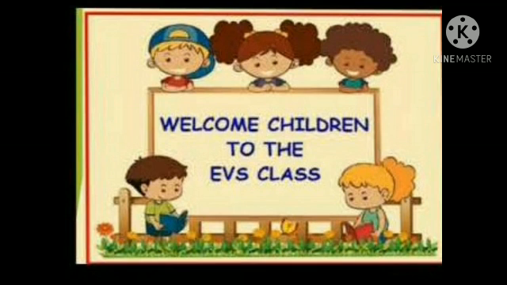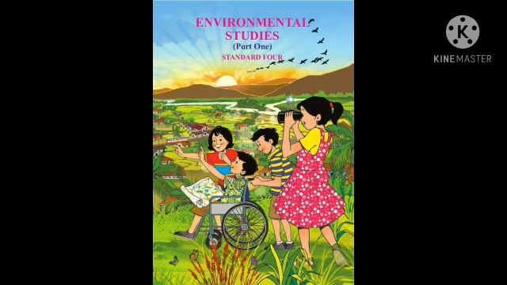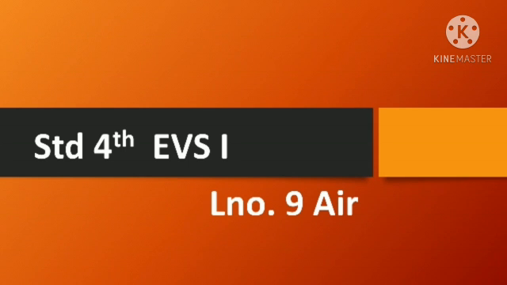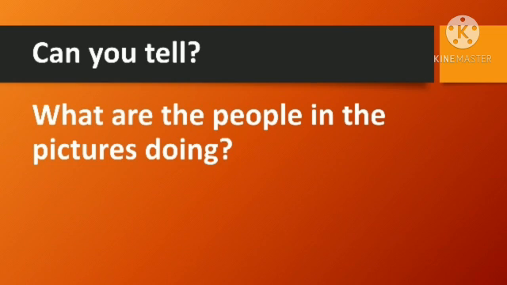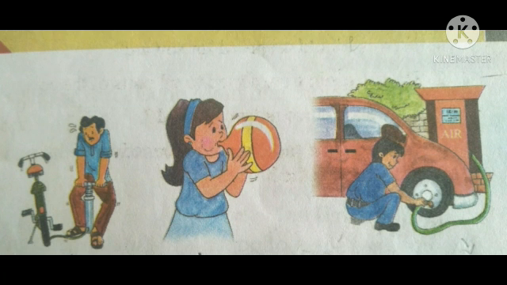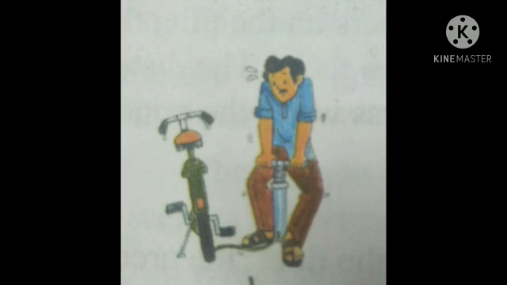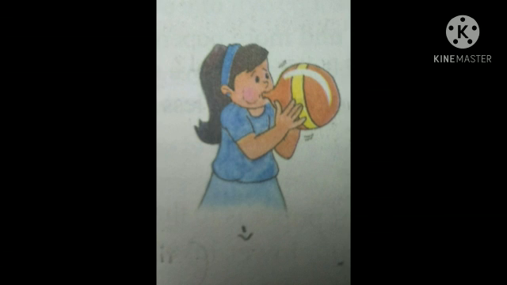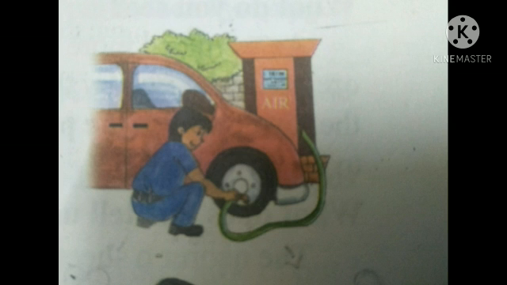Welcome back to online session of EVS-1, lesson number 9, Air. Can you tell what the people in the pictures are doing? Yes, in the first picture, can you see that the man is filling air in his cycle tire? And in the second picture, what do we see, children? Yes, the girl is blowing air in the balloon. In the third picture, the boy is filling air in the car tire.